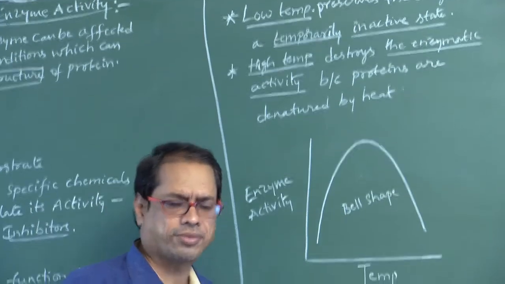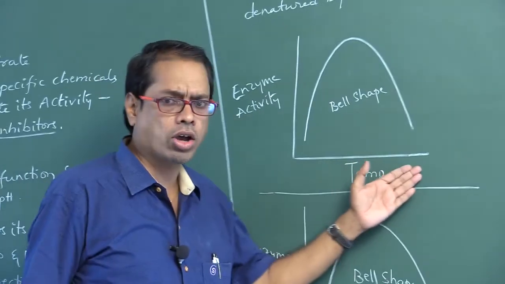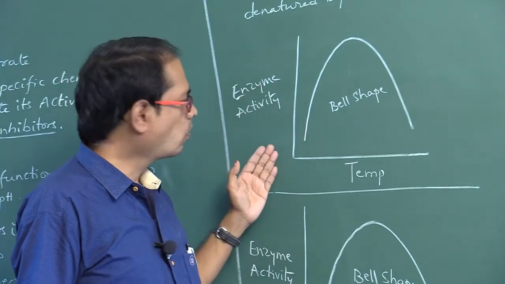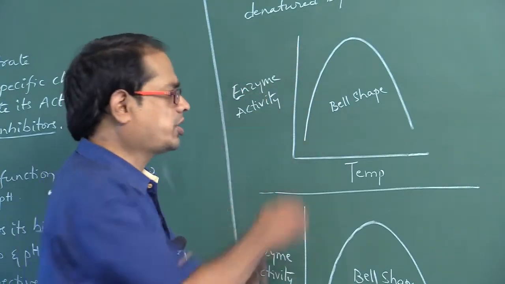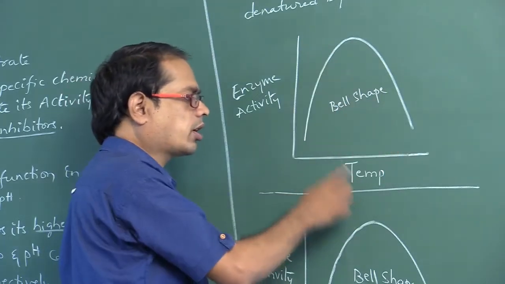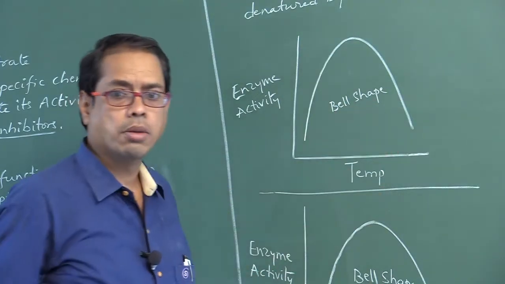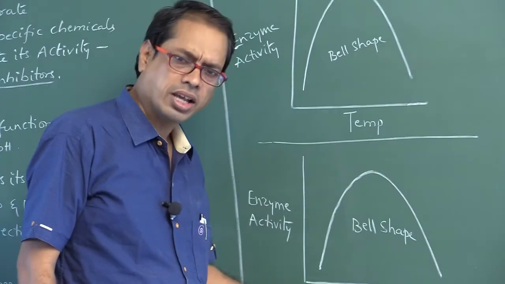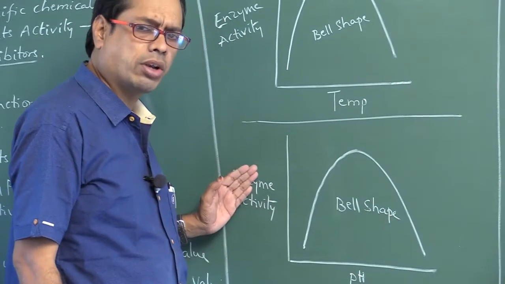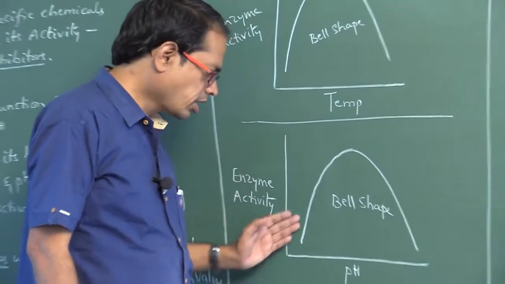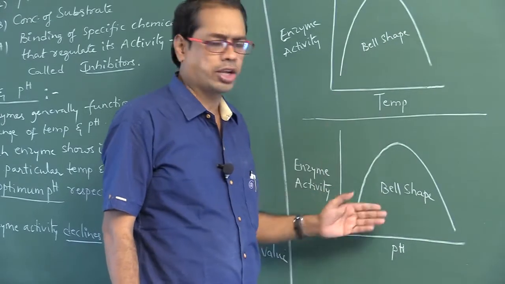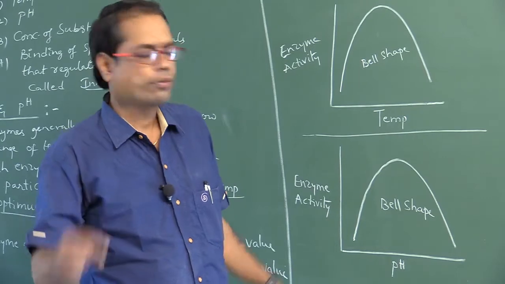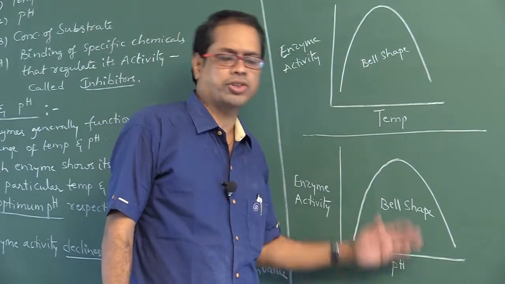Right, what is the graph? Temperature will be taken on the x-axis, enzyme activity on the y-axis. This is the temperature graph. This graph is called bell shaped. Similarly, pH will be taken on the x-axis and enzyme activity on the y-axis; the graph is the same, bell shaped. So the enzyme activity graph is bell shaped for both temperature and pH.